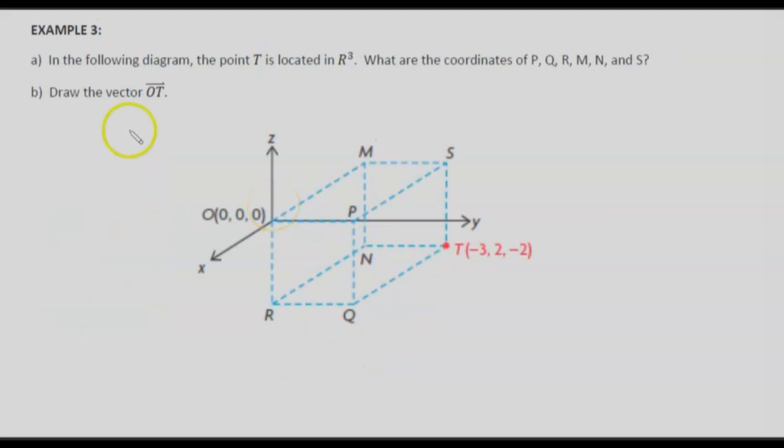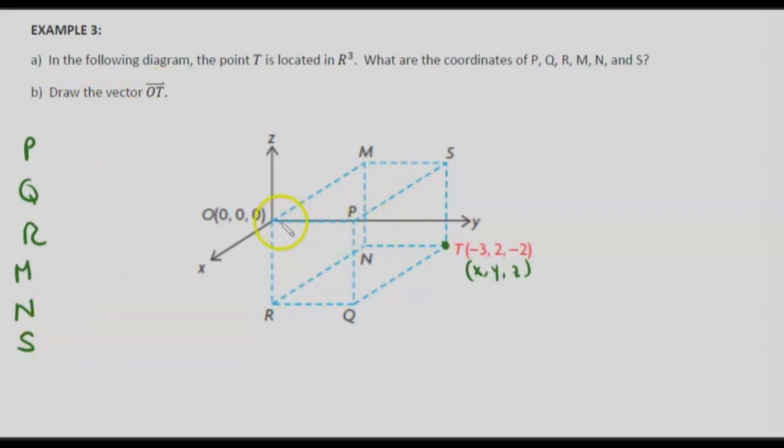Example 3. In the following diagram, the point T is located in R cubed. Again, we have X, Y, Z. We have point T, which is right here. So this is now extending to the negatives, so -3 to -2. And remember, this is our X, Y, and Z. What are the coordinates of P, Q, R, M, N, S? So I'm going to put P, Q, R, M, N, S. Then we're going to draw the vector OT.